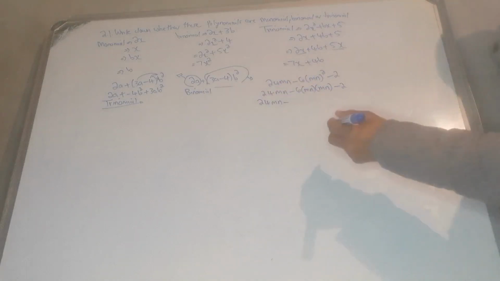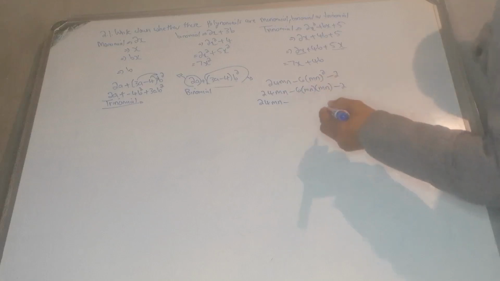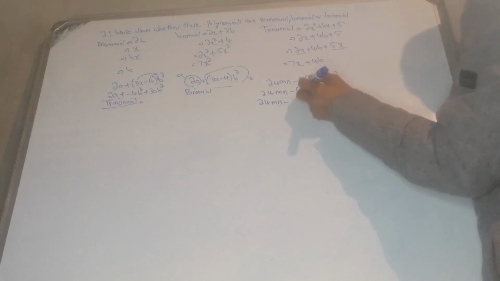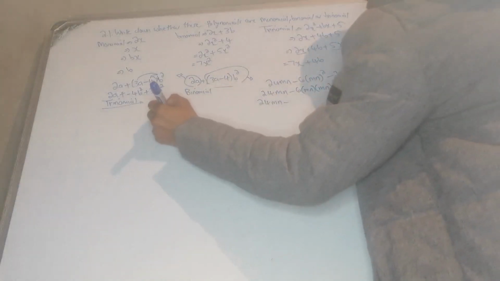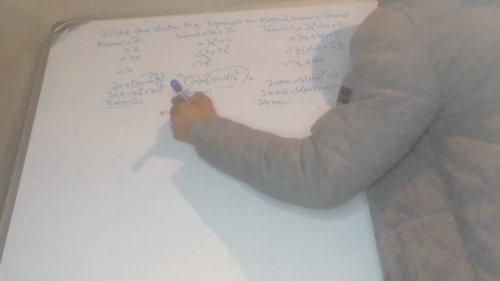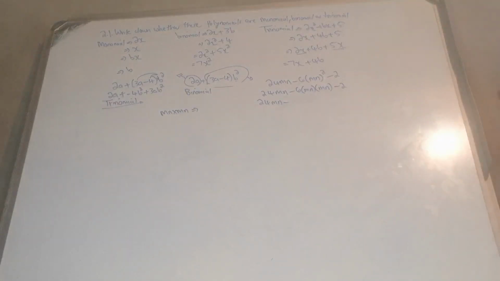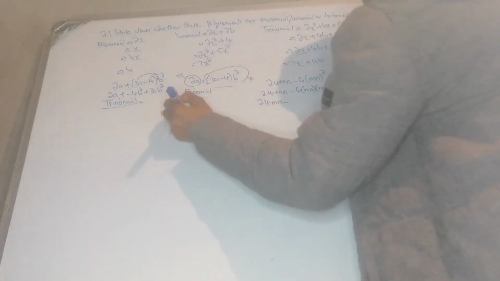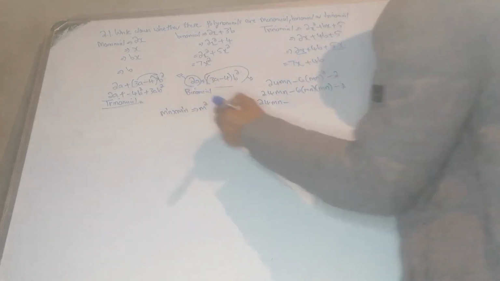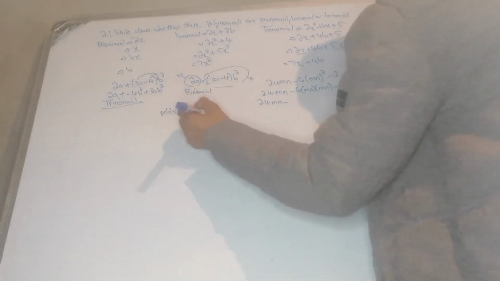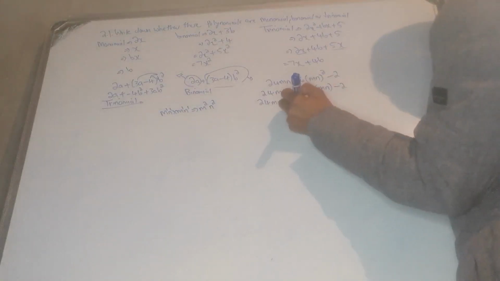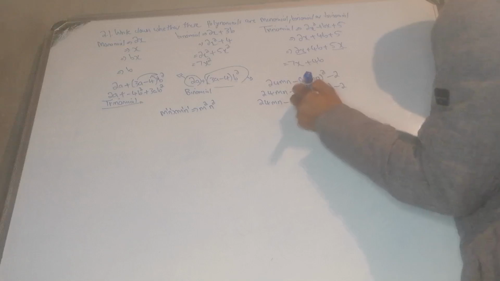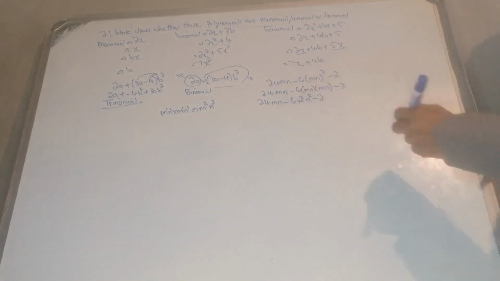24mn minus, now, how much is mn multiplied by mn? When you multiply numbers of the same base, you add the exponents. So it is m squared, n squared. So we have 24mn minus 6m squared n squared minus 2.